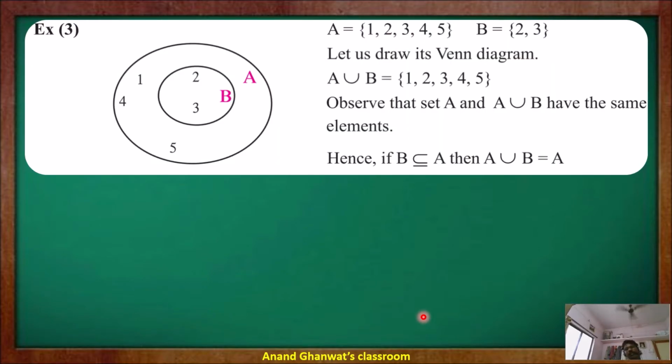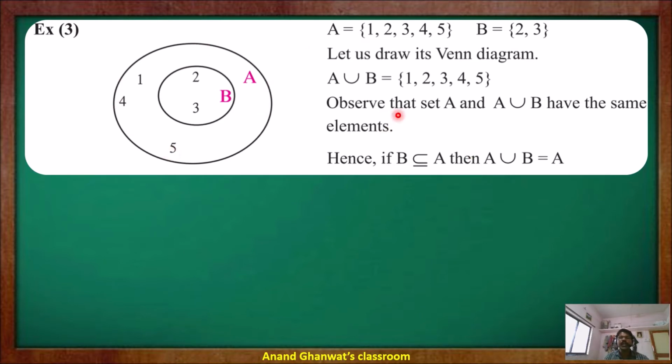Now next example, set A is given 1, 2, 3, 4, 5. Set B is given 2, 3. Let us draw its Venn diagram. So Venn diagram is shown here.